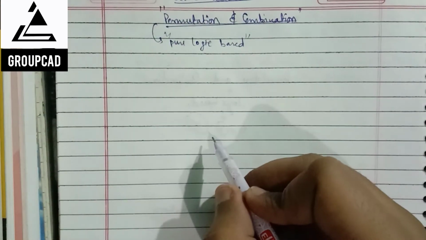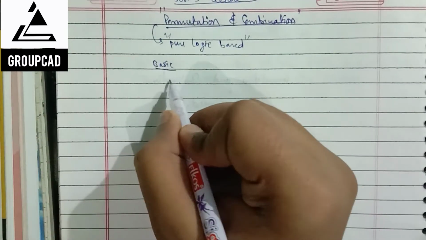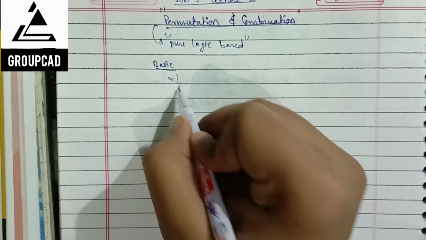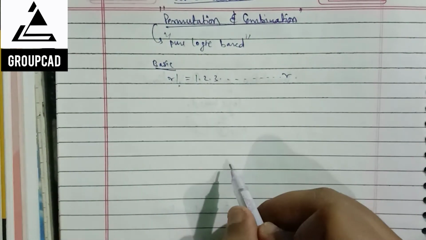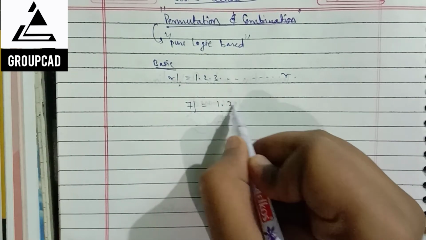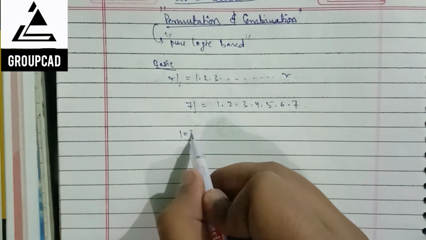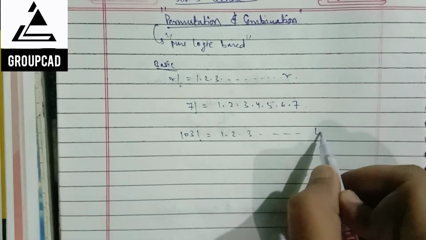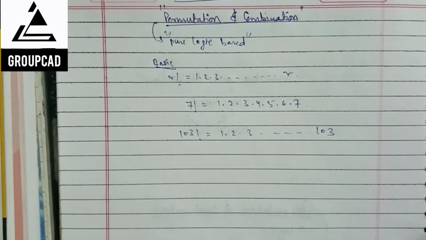And we start. Firstly we introduce this chapter from the basics. Because you all are JEE aspirants, you must know what is r factorial. It is 1 into 2 into 3 up to r. This is r factorial. For example, if we want to write 7 factorial, we will write 1 into 2 into 3 into 4 into 5 into 6 into 7. If we write 103 factorial, it is 1 2 3 up to 103. So this is the factorial.